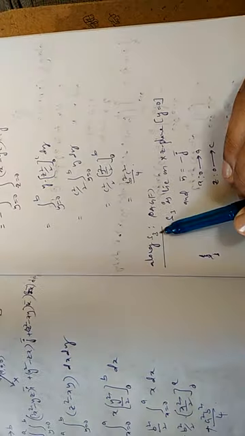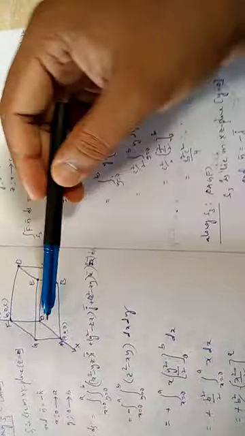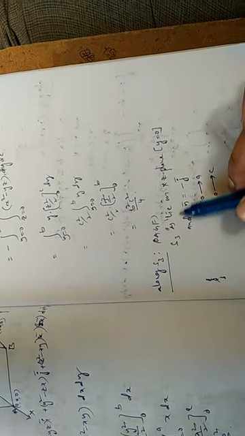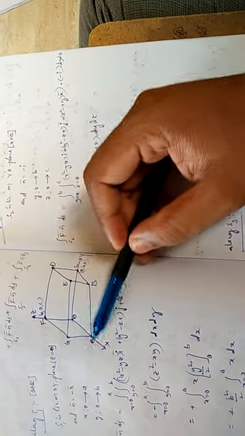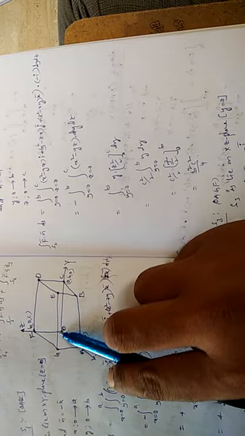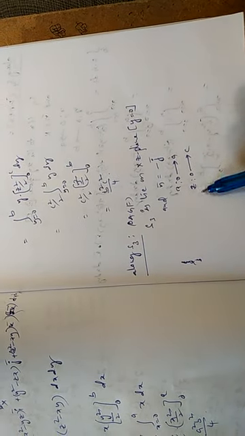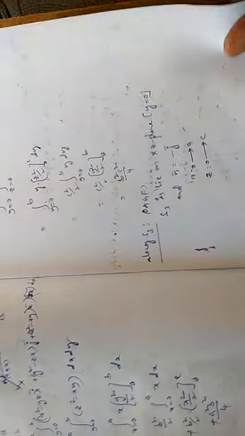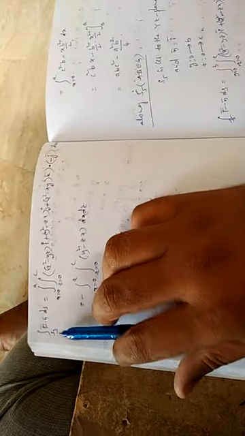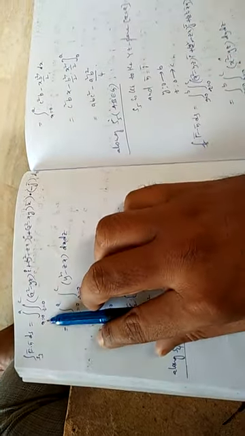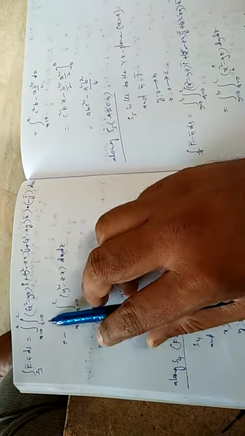Now along S3, consider OAGF. Now S3 lies on the xz plane. Now where y value is 0, the unit outward normal is minus j. Okay, minus j, x equals 0 to a, z equals 0 to c. Now apply the limits. Integral over S3 of F dot n dS equals x equals 0 to a and z equals 0 to c.